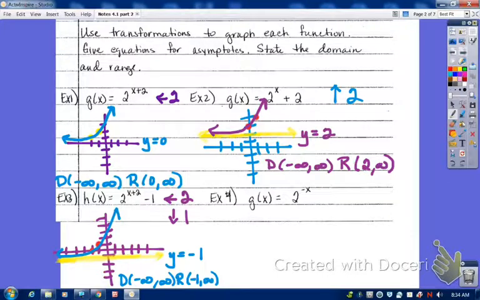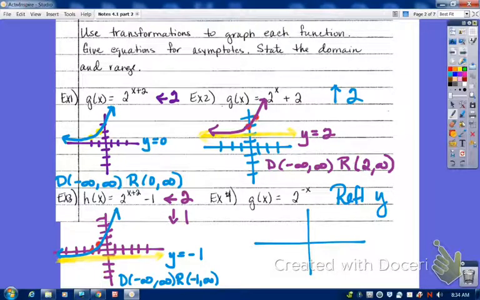Example 4, there's a negative. Anytime there's a negative, that means there is a reflection. You just have to decide whether it's a reflection over the x-axis or over the y-axis. If it's out in front of your equation, it's a reflection over the x. So this negative is not out in front, so this is a reflection over the y-axis.